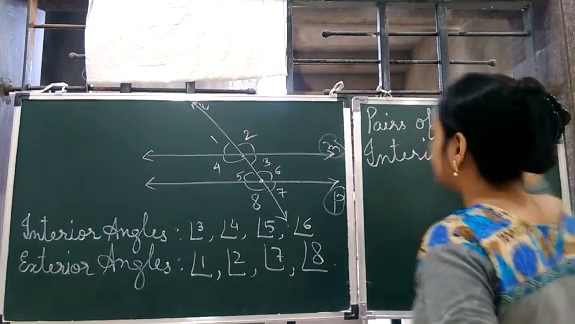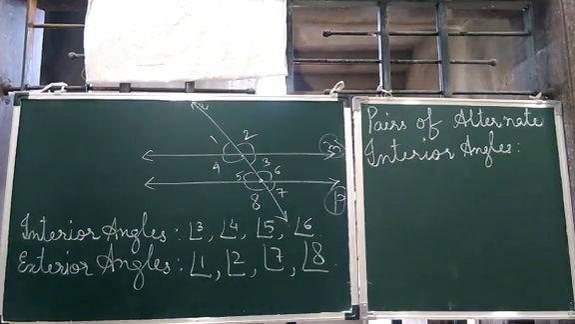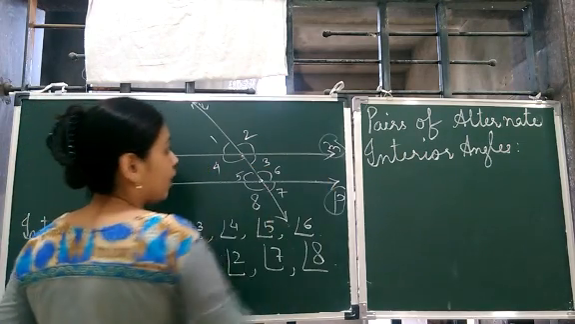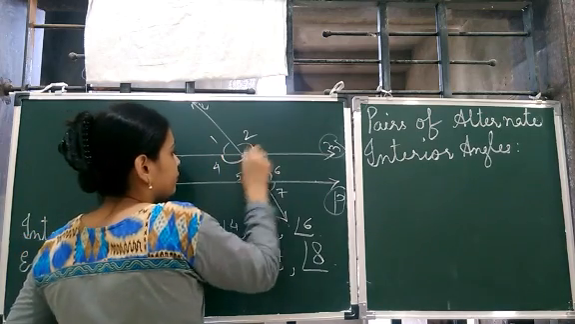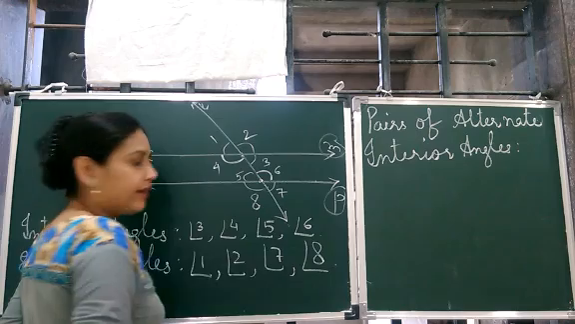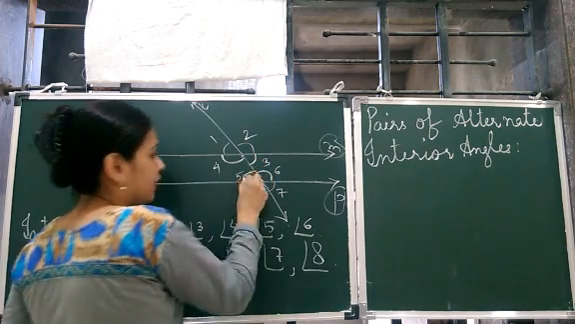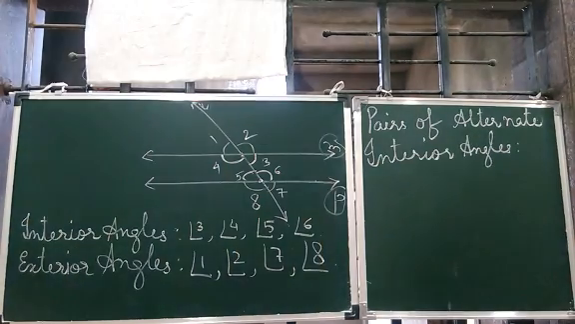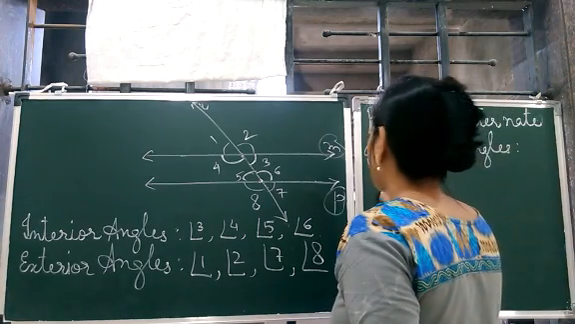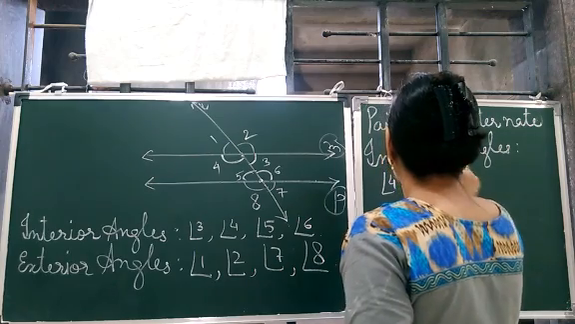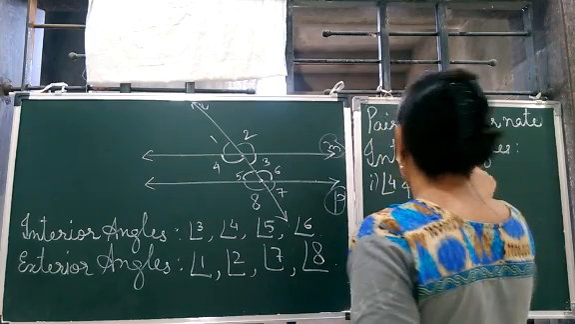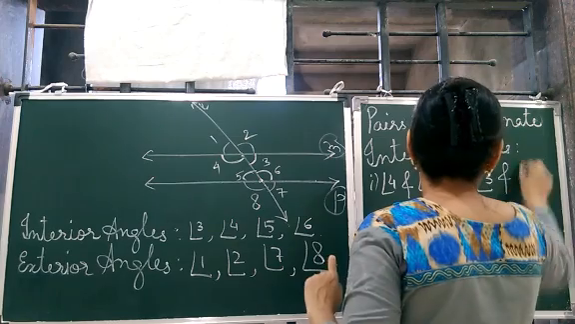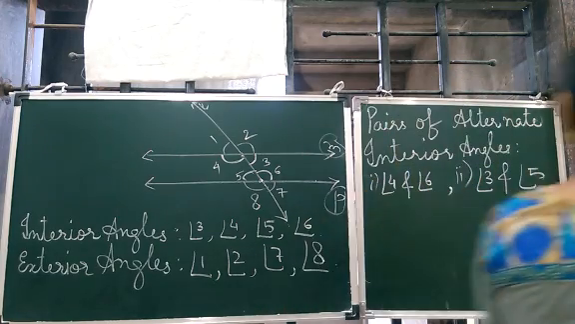Then pairs of alternate interior angles. Alternate interior angles means again the formation of Z. Interior यानी अंदर के. So 4 and 6 are alternate interior angles and 3 and 5 are also alternate interior angles. So angle 4 and 6 is the first one and the second one is 3 and 5. This is a pair of alternate interior angles.